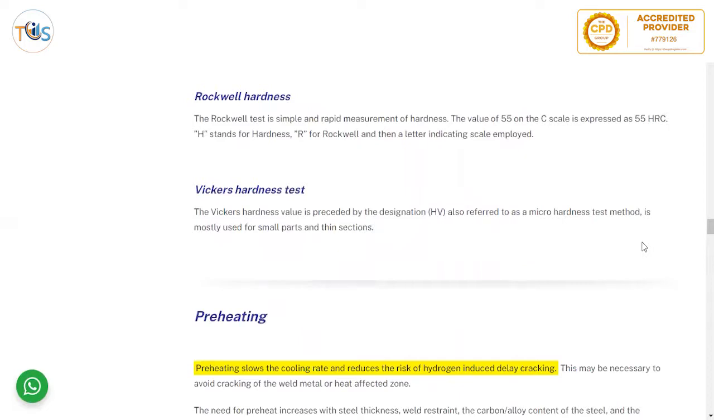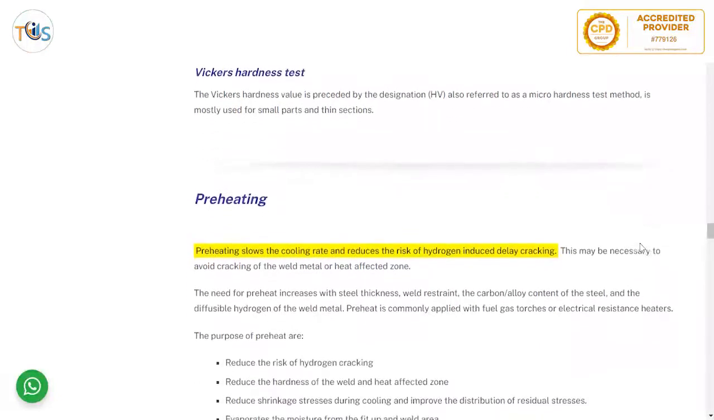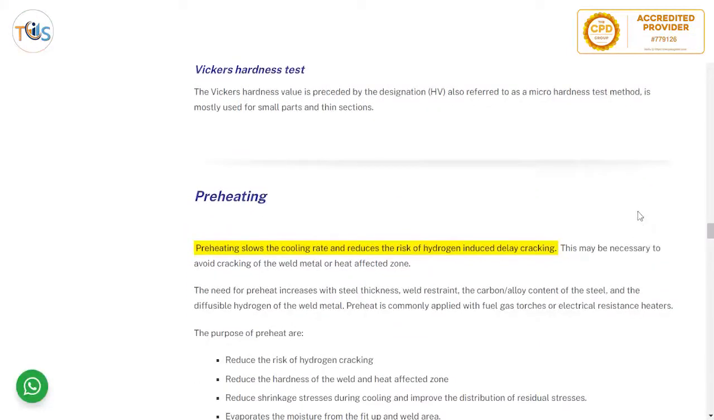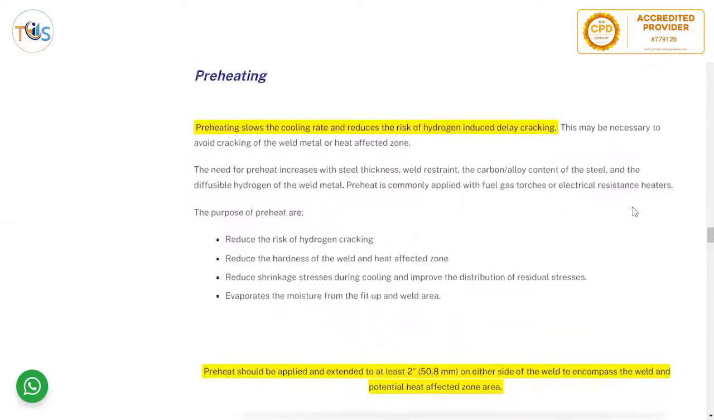Rockwell test is a simple and rapid measurement of hardness. A value of 55 on a C scale is expressed as 55 HRC. H stands for hardness, R for the Rockwell, and then a letter indicating the scale employed. So Vickers hardness value is preceded by the designation HV, also referred to as a micro hardness test method. It's mostly used for small parts and thin sections.